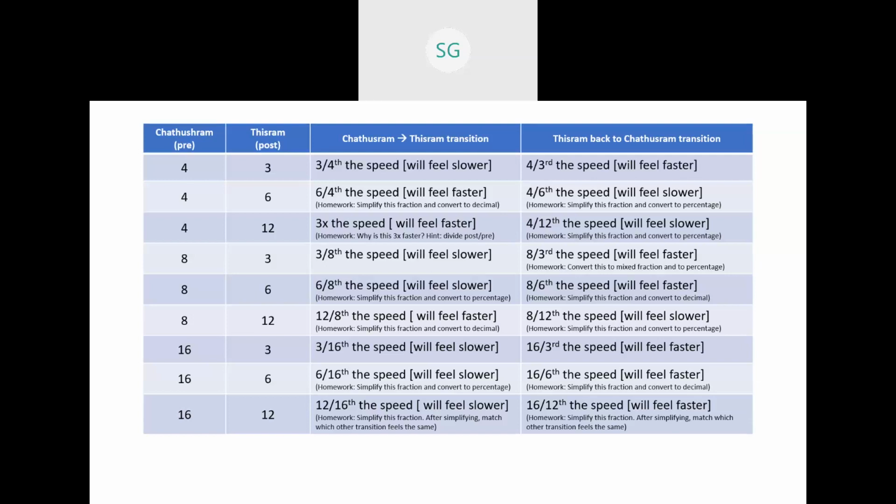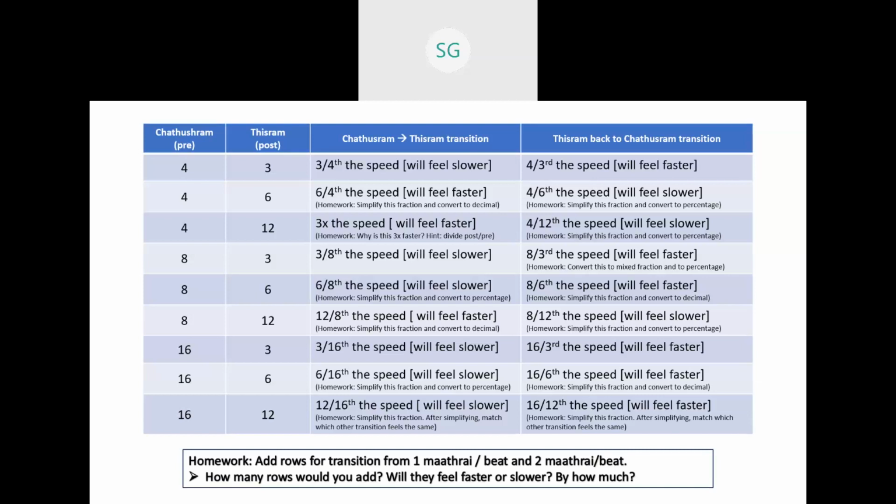Understand this concept really well. And also, again, a homework, add two rows. As I mentioned in the previous slide, I've left out purposefully one matra to a beat and two matras to a beat in chathusram. If you are playing at that speed, how many rows will you add for this pre to post transition? Will they feel faster or will they feel slower? And again, how much? Unless you know for yourself a number, you don't understand this concept really well, right?